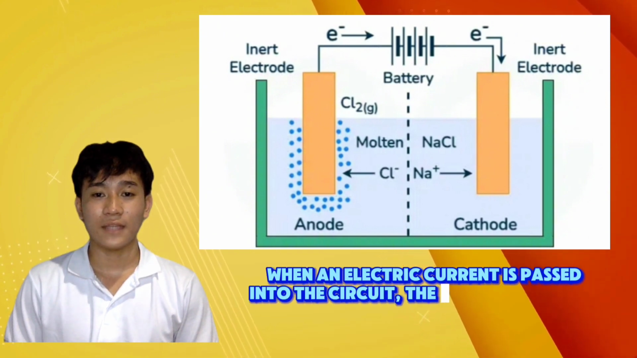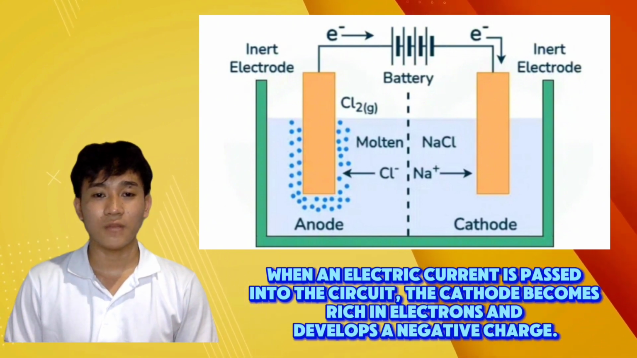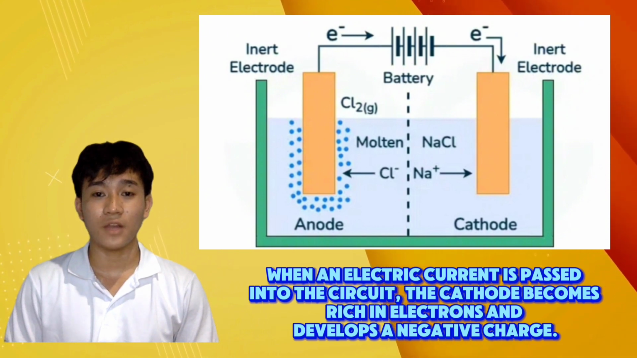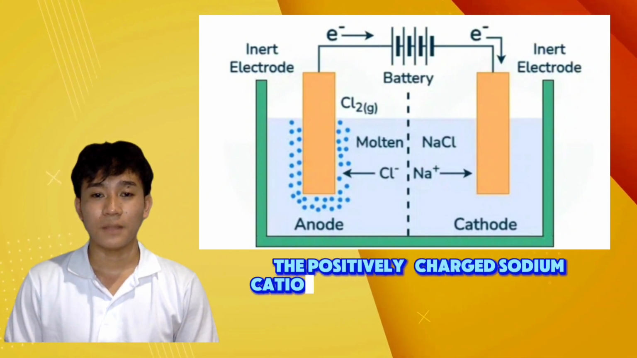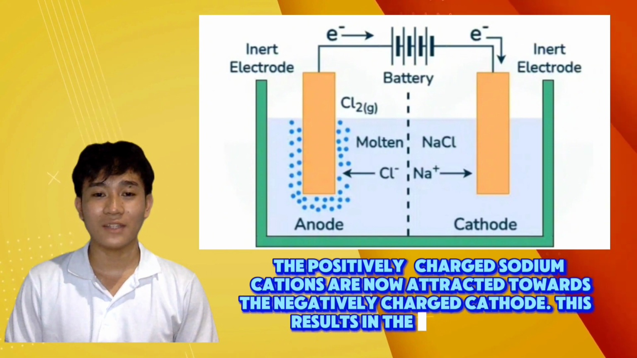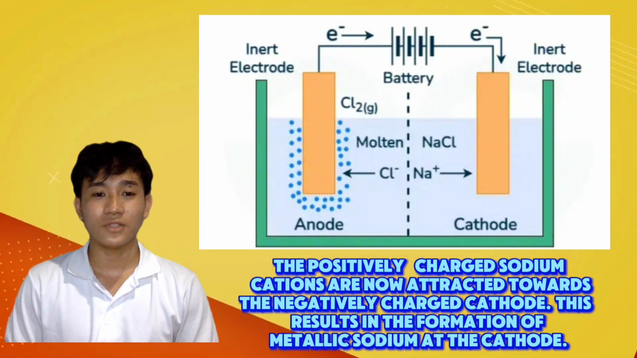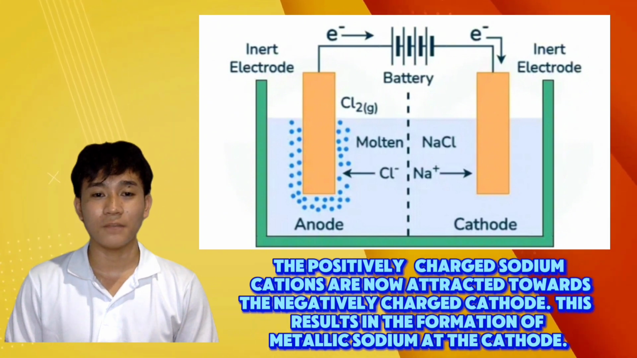When an electric current is passed into the circuit, the cathode becomes rich in electrons and develops a negative charge. The positively charged sodium cations are now attracted towards the negatively charged cathode. This results in the formation of metallic sodium at the cathode.